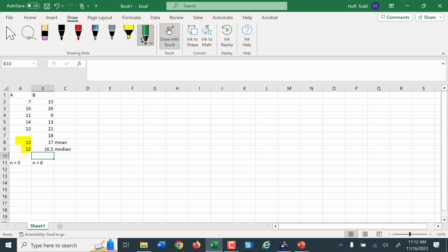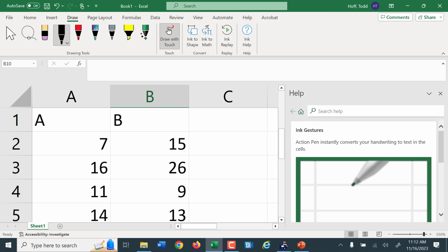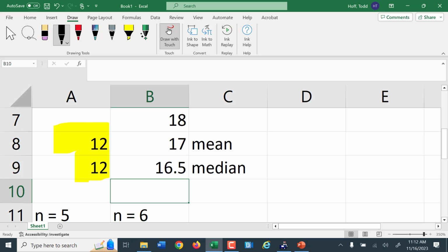For the second data set, oops, I don't know what I did there. Let me back off. For the second data set, we have a mean of 17 and a median of 16.5. A little bit different. The mean is bigger than the median, which is telling us there's a chance that that is skewed to the right. So we'd want to be careful with that.